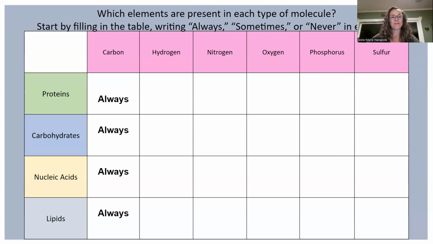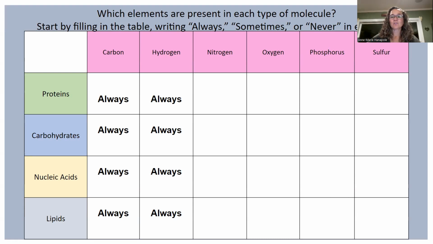We're always going to find carbon in all of them. We talked about carbon being the backbone and the basis of all living things. And so we're going to find carbon in all of those macromolecules. And then if we look at hydrogen, also in all of those. So carbon and hydrogen are going to be in all of those macromolecules.